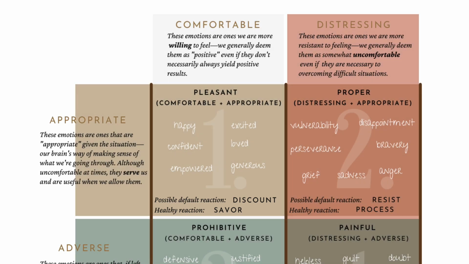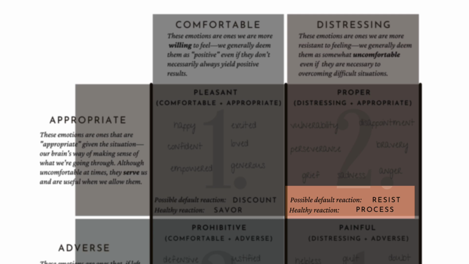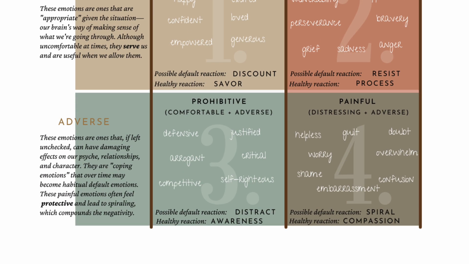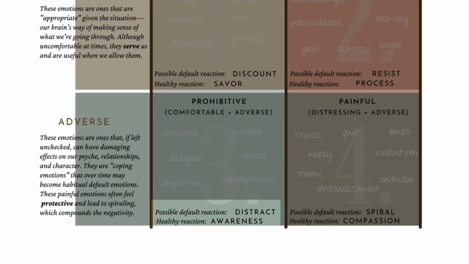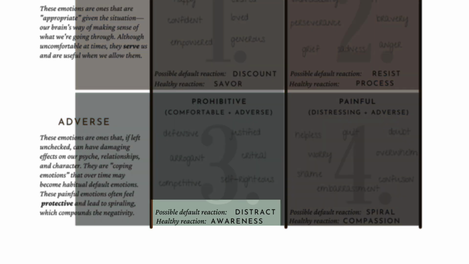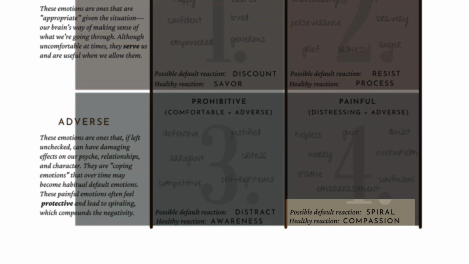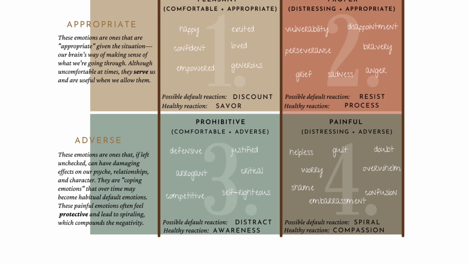In the proper quadrant, a possible default reaction could be to resist, where a healthy reaction would be to feel and process the emotion. In the prohibitive quadrant, a possible default reaction is to distract, and a healthy reaction would be to focus on awareness. And in the painful quadrant, a possible default reaction might be to spiral, and a healthy reaction would be to show yourself love and compassion.